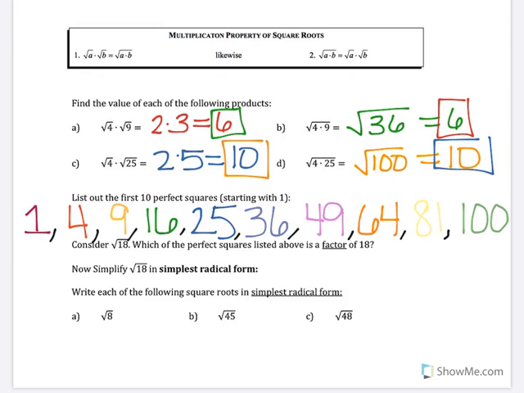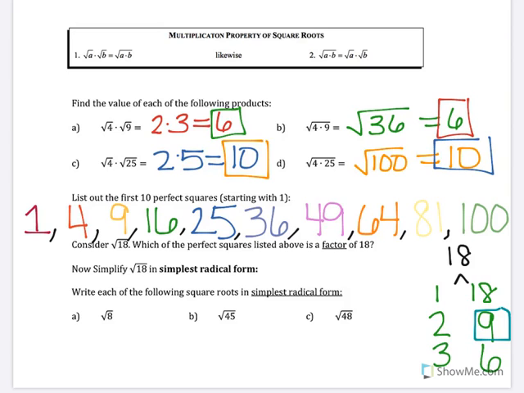So let's figure that out first. Obviously we always start with 1. So 1 and 18, 2 and 9, 3 and 6. And those would be all of the factors. What you need to figure out is you always focus on the largest perfect square of those factors. And in this scenario, 9 would be the largest perfect square.